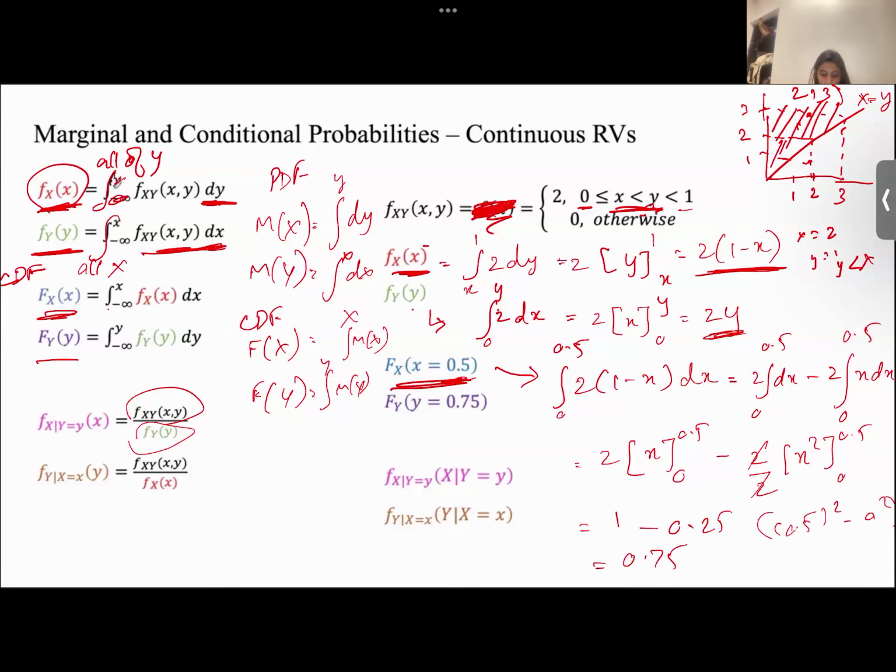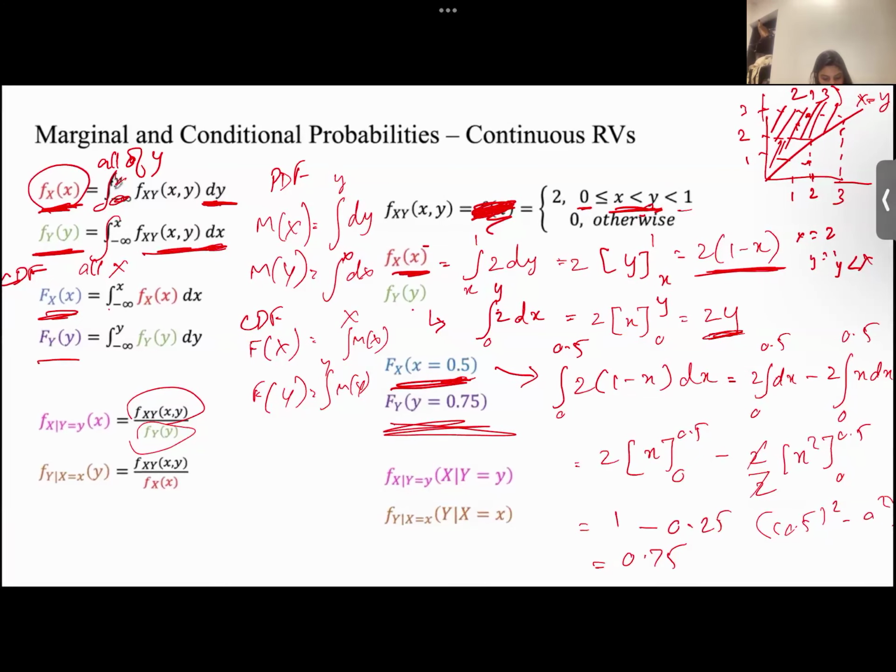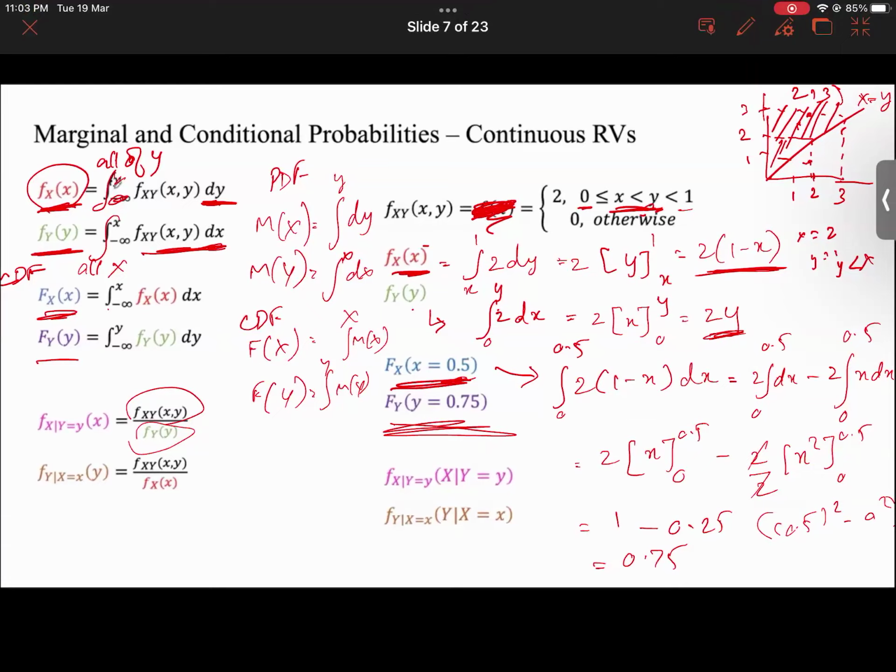And similarly, you can do the same thing for y. Do you want me to calculate that? Or is it okay? Anybody? Is that okay or should I? Madam, calculate. Okay, sure.